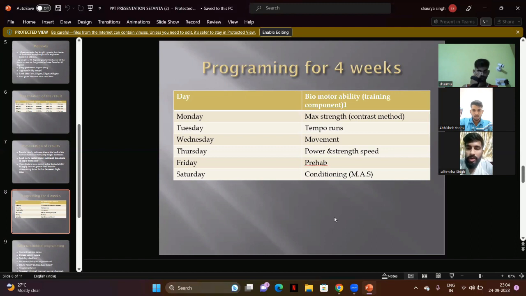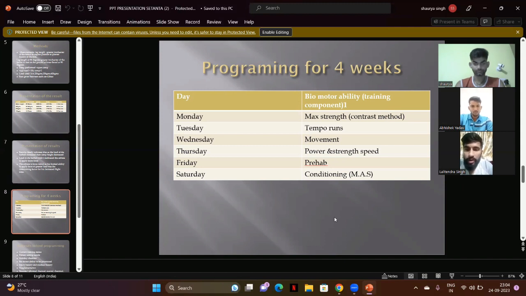But I'm going to dominate towards the strength and power side, so that he can improve that. At the end of the 2 to 3 blocks, he will be able to accumulate all those factors, all those biomotor abilities, which I'm going to work in isolation, and that will produce performance during the season.